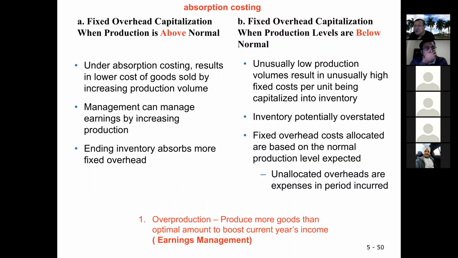So if a manager wants to manipulate earnings upward, they could overproduce items. They just want to have a lot of ending inventory, so the ending inventory can absorb the fixed overhead cost and less cost runs through the income statement. If the production level is lower than normal, it's the opposite. Do you understand now? Overproduction is a way of earnings management.